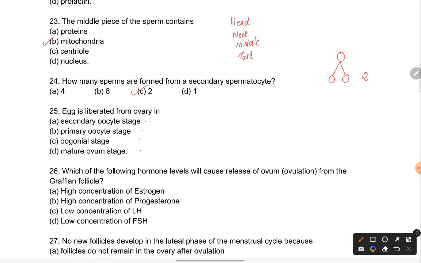From the ovary it is releasing in which stage? In secondary oocyte stage. Okay, that is correct.